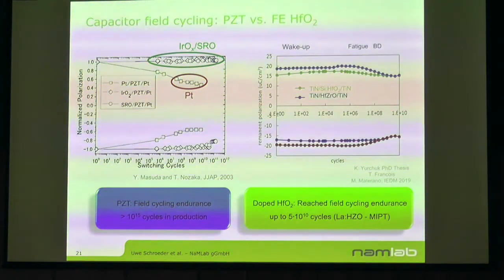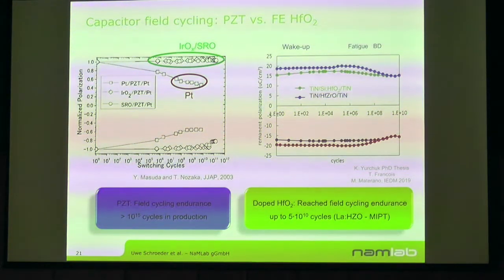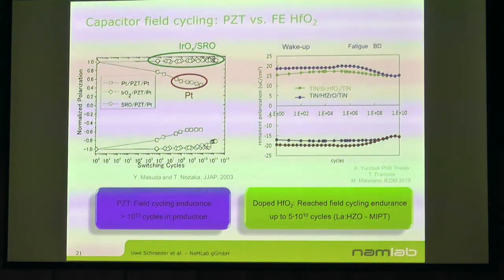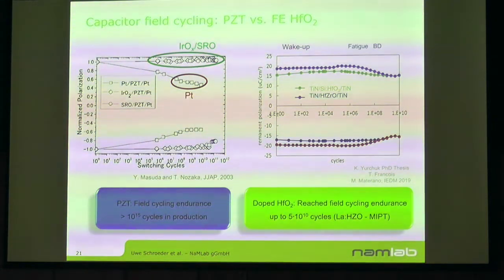In the hafnium oxide, since we have the titanium nitride electrodes, so far we don't reach these numbers, but you already see quite stable switching behavior up to 10^10 cycles. Here's a fatigue behavior, and there's a slight wake-up behavior for these devices. But for industry it looks very promising for the application.